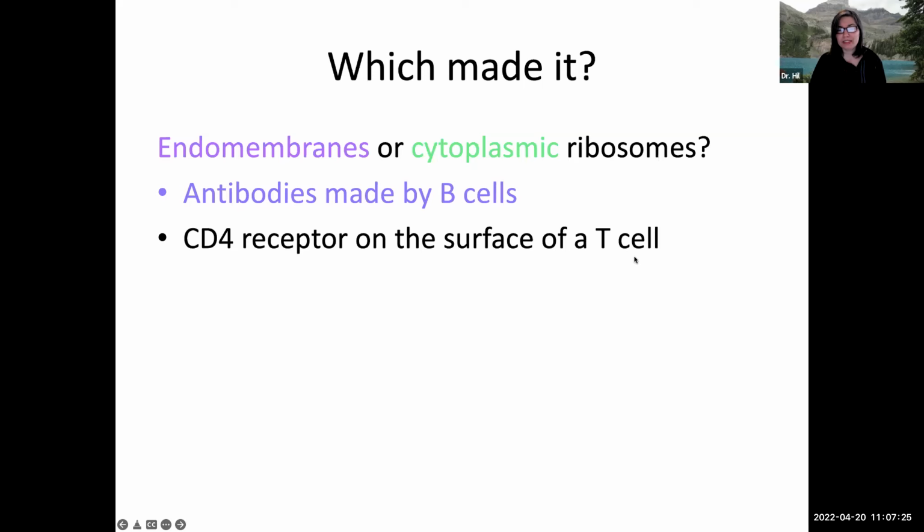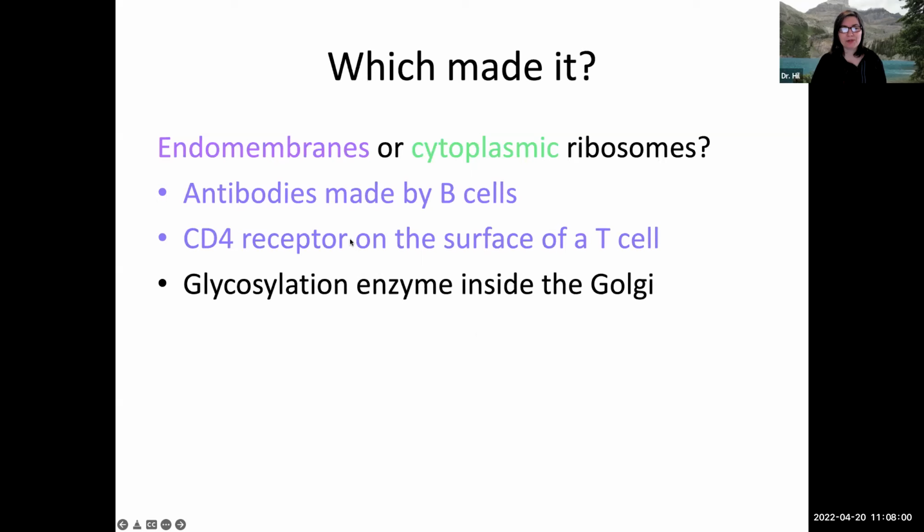Okay, now imagine you're a T cell. The T cell has many membrane proteins, including the members of the CD4 receptor. You might have heard of this because T helper cells are decimated by HIV, and they have CD4 on the surface, so sometimes they're called CD4 positive cells. If we want to make membrane proteins like this, do we have to go through the endomembrane system, or is it sufficient to have a cytoplasmic ribosome do the job? That's correct. Endomembrane system again.